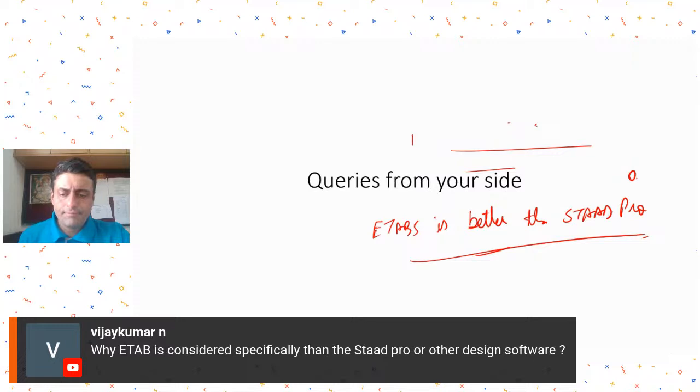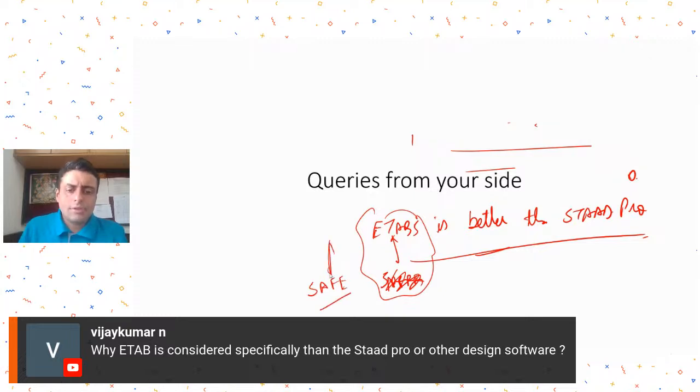Simple. And this entire family of software, that means you have got ETABS, you have got SAFE, and other software also. Because they are from the same company, CSI, these are compatible with each other. So it's very easy to use these softwares for doing your work because of the compatibility that they have.